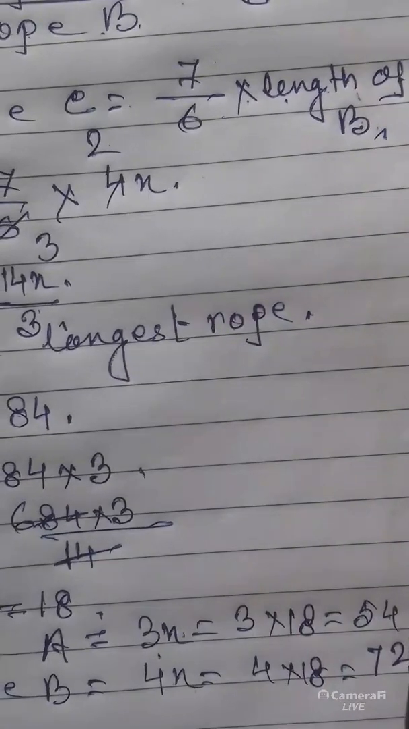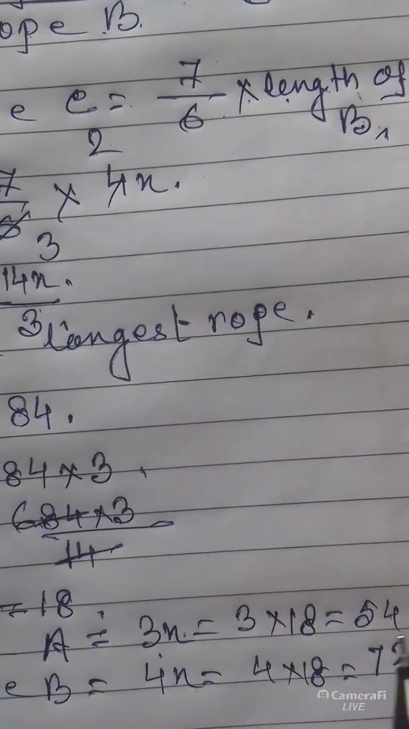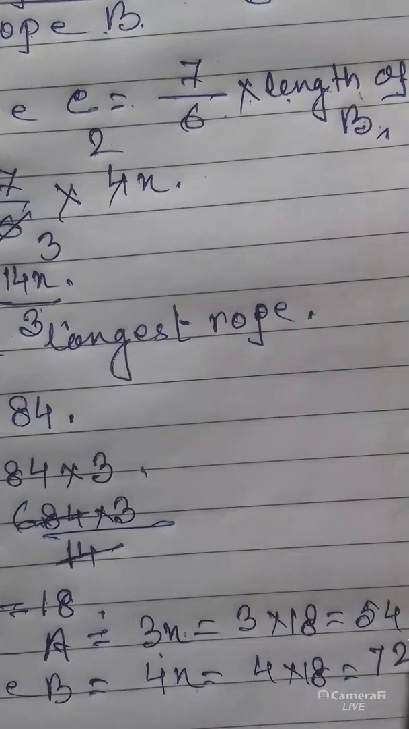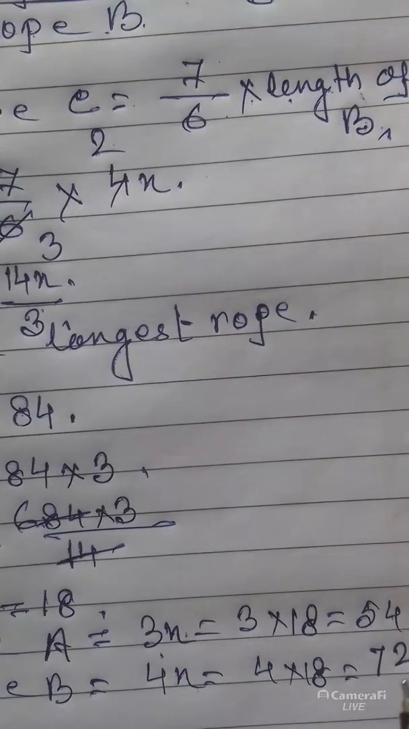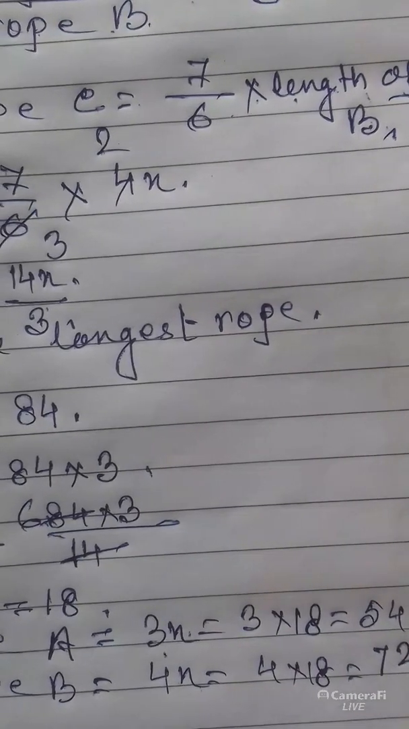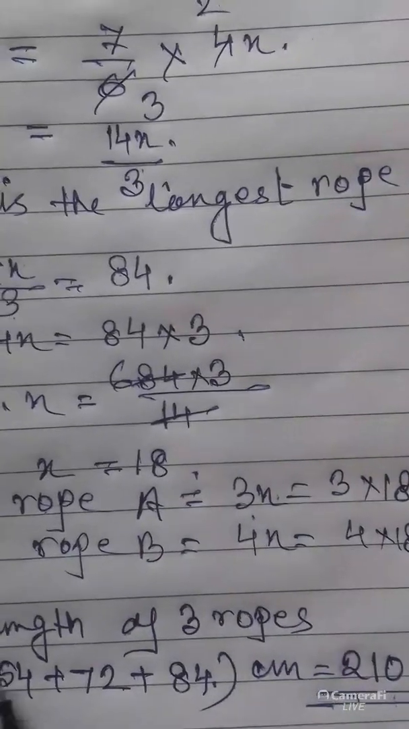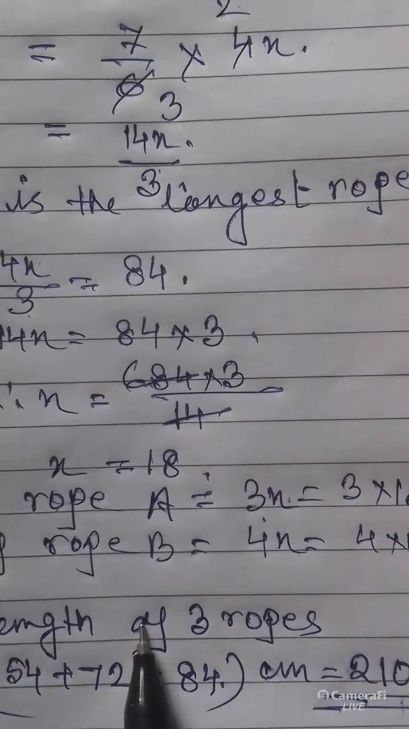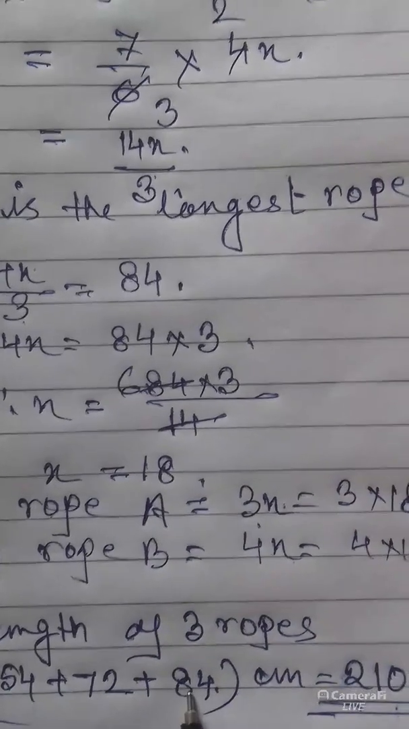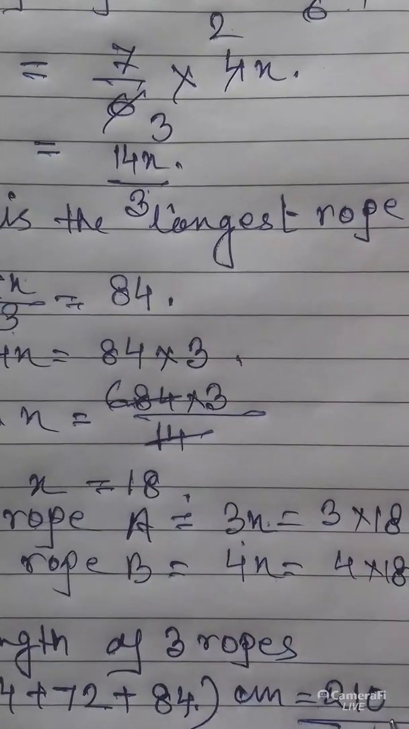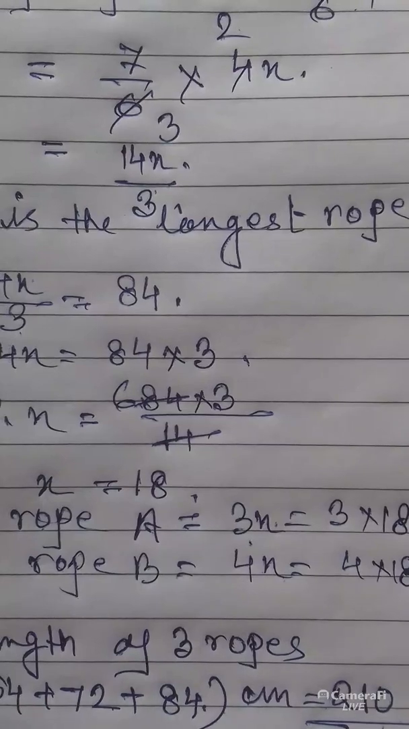Now we get length of 3 ropes. Length of rope A 54, length of rope B 72, and length of rope C equal to 84. So total length of 3 ropes equal to 54 plus 72 plus 84. So 210 centimeter. Now next math.